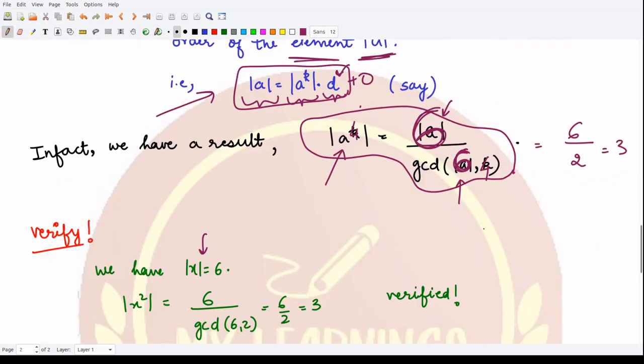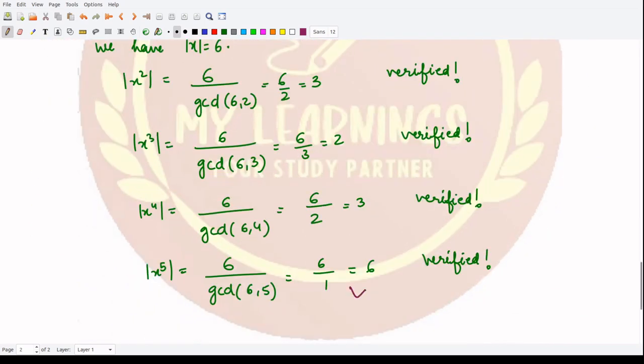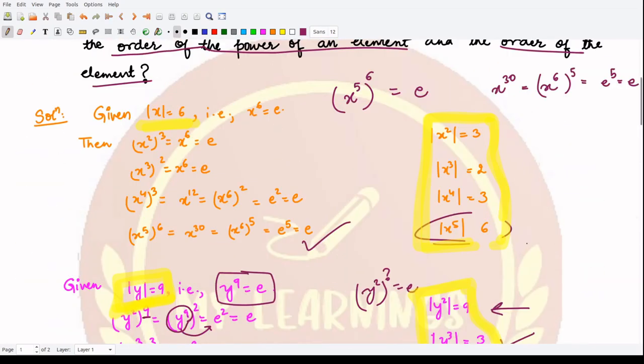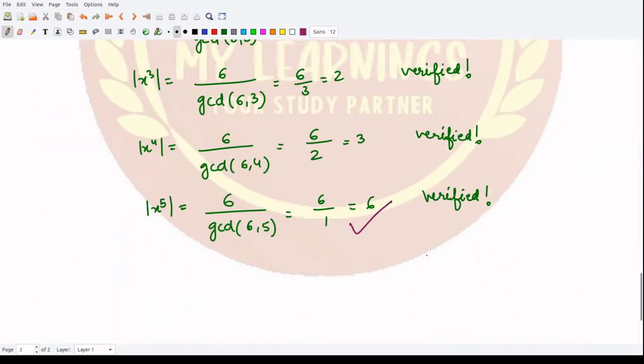For the last case, when you have the value of k as equal to 5, what do you have? The GCD of 5 and 6 is 1. They have nothing in common, so the answer is 6. So you have the order of x raised to power 5 as 6, and here also we had it as 6. Hence the result is verified in this case also.